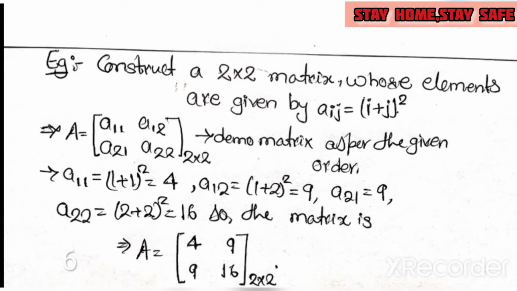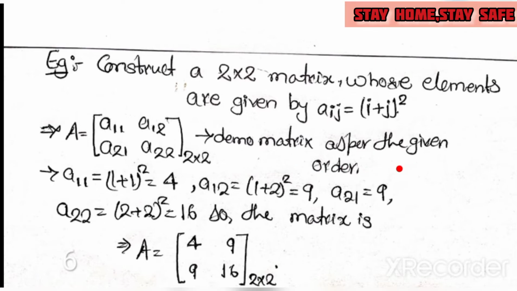So here what we do is substitute the values of i and j. i and j mean 1 and 1. Here i is equal to 1 and j is equal to 1. Here in this position we have i is equal to 1 and j is equal to 2. The first one is i and the second one is j. The first digit here is i, that is 2, and the second digit here is j, that is 1. And here the same applies. The first digit here is 2, that is i, and j is 2. So we have the matrix A of order 2 by 2, which is a demo matrix as per the given order.